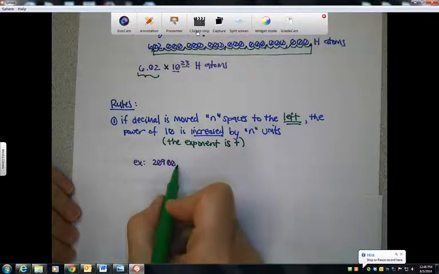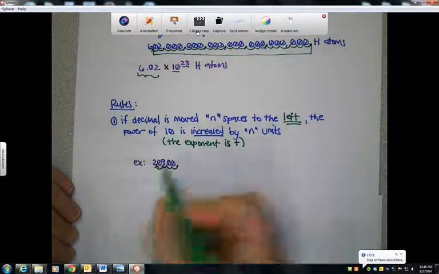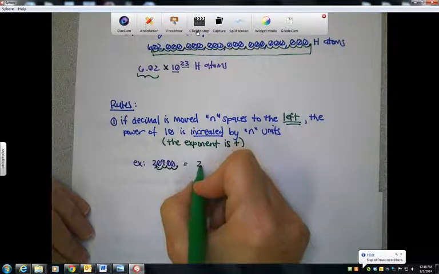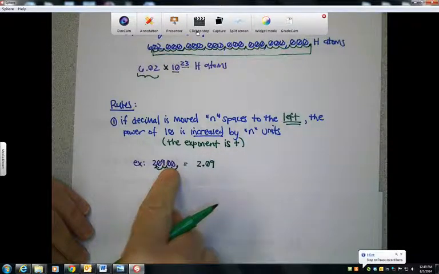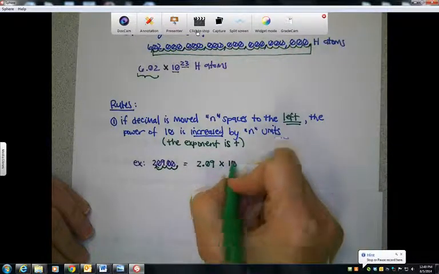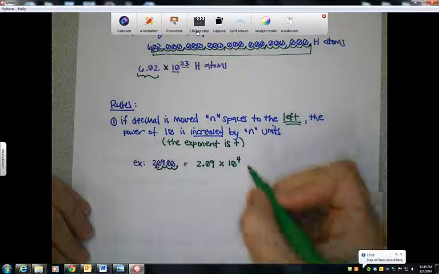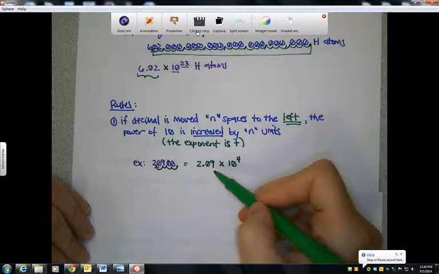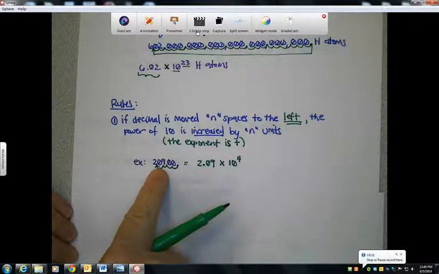We are going to move this decimal 1, 2, 3, 4 spaces to the left. That makes this number 2.09, and then we drop those two zeros because we moved the decimal past them, times 10 to the 1, 2, 3, 4, right? 10 to the 4, and we make that exponent positive. So really, we're taking 2.09 and multiplying it by 10 raised to the power of 4, and that would give us this number.